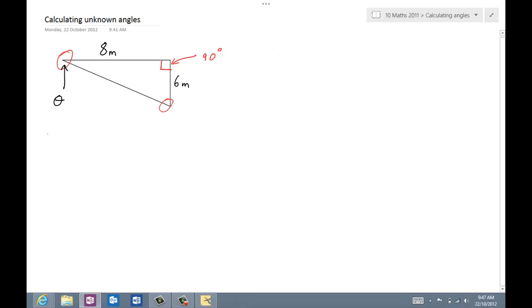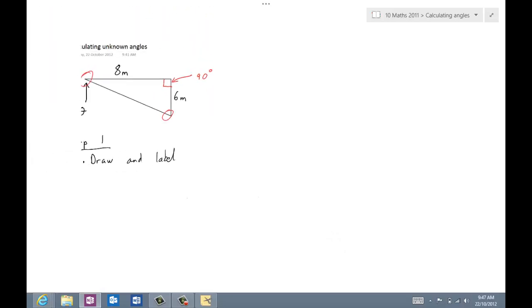The first step that we always do whenever we're dealing with right angle trigonometry is we always draw and label the triangle. Now we've done that, we've drawn it, we've labeled the values that we know, the 8 meters and the 6 meters. And we've also come up with a symbol theta for the angle.